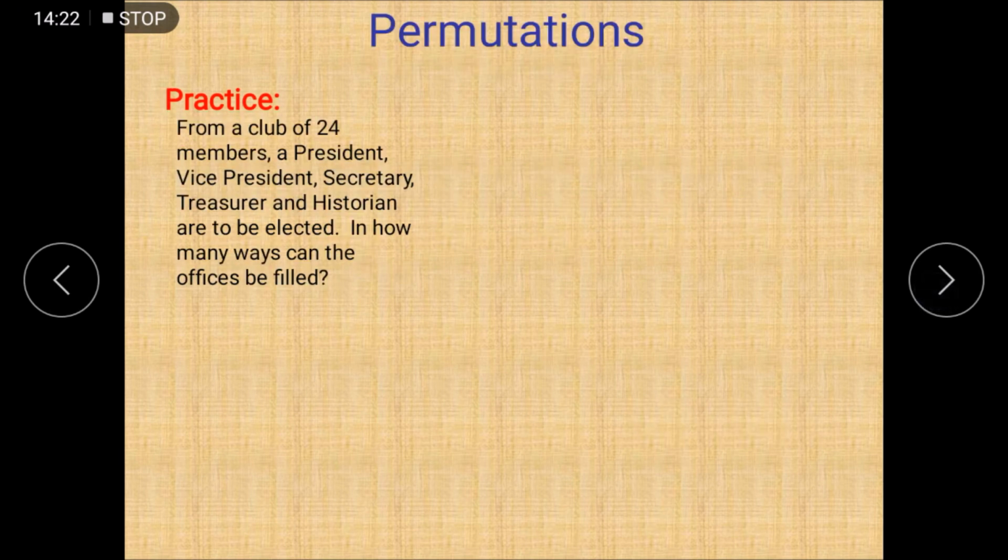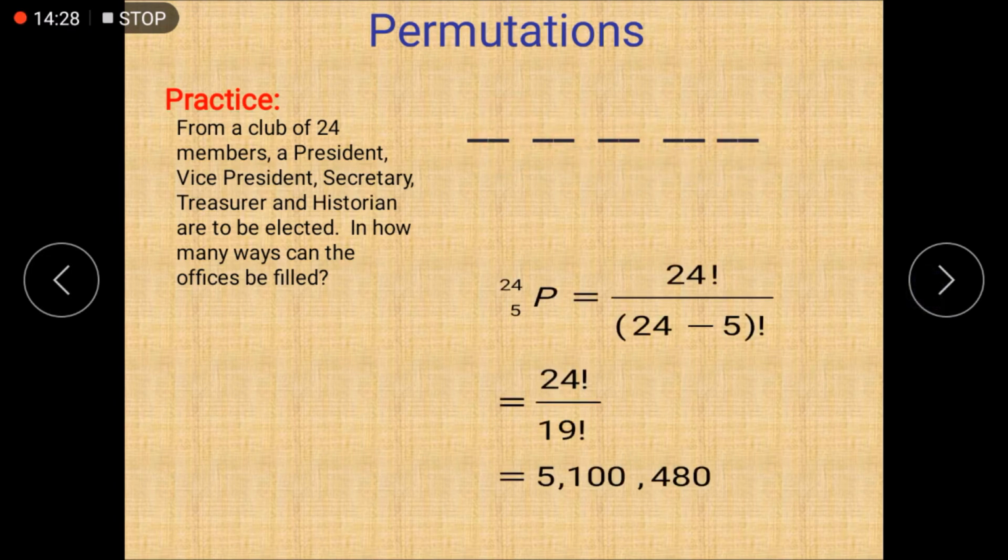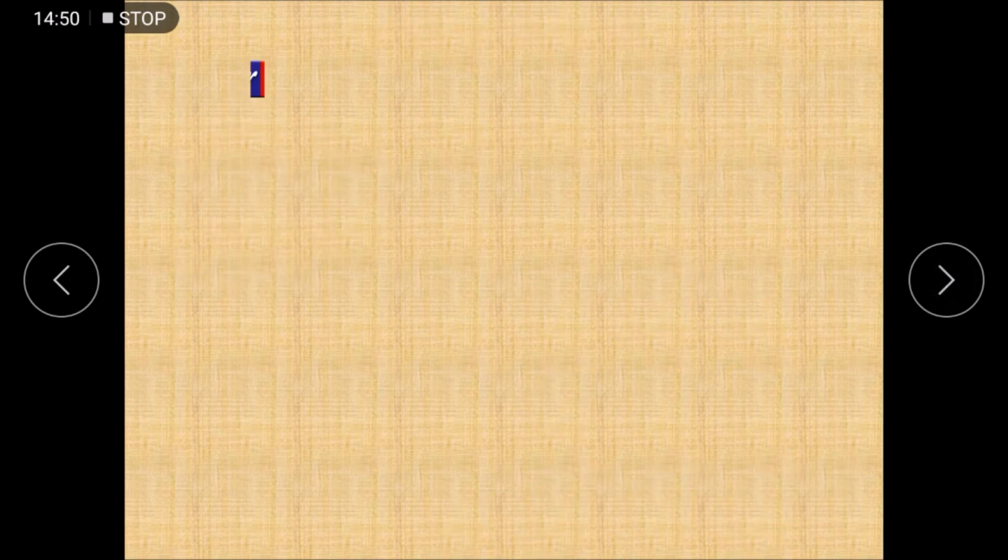So 1, 2, 3, 4, 5. So 5 seats, 5 spaces for the election. After that you will use, of course, this formula, then you will get 5 million ways of outcome. So that is to show how we use it. Then you try this. You can try this.